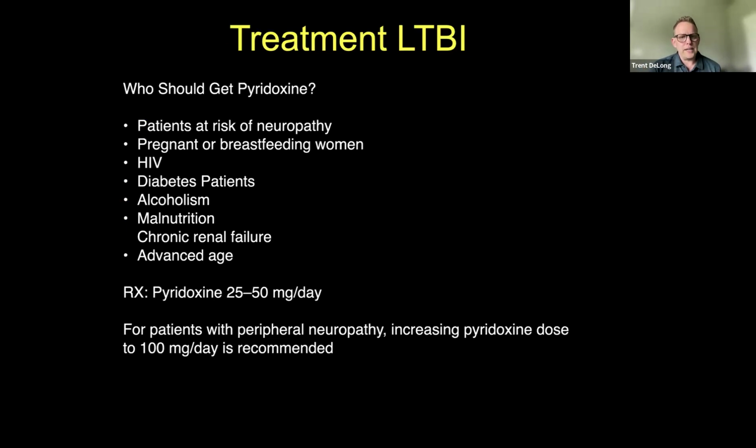So who should get pyridoxine? Patients at risk of neuropathy, pregnant and breastfeeding patients, HIV patients, diabetes patients, alcoholism, malnutrition, chronic renal failure, advanced age. The dosing is 25 to 50 milligrams per day, and it should be noted that patients with existing peripheral neuropathy should have increased pyridoxine dosing to 100 milligrams per day. That is the current recommended guideline from the experts.